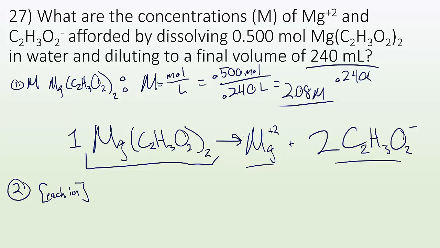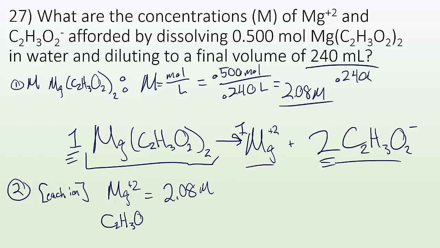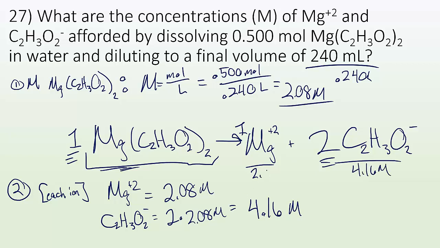Well, it's a 1-to-1 ratio between the magnesium acetate and the magnesium ion. So Mg2+ is going to be the same concentration, that 2.08 molar. But it's a 1 to 2 ratio between the magnesium acetate and the acetate ion. So the acetate ion is going to be 2 times whatever the concentration of this was. So it's 2 times 2.08 molar, and I'm going to get 4.16 molar. So the concentration for the acetate is 4.16 molar, and the concentration for the magnesium is 2.08.